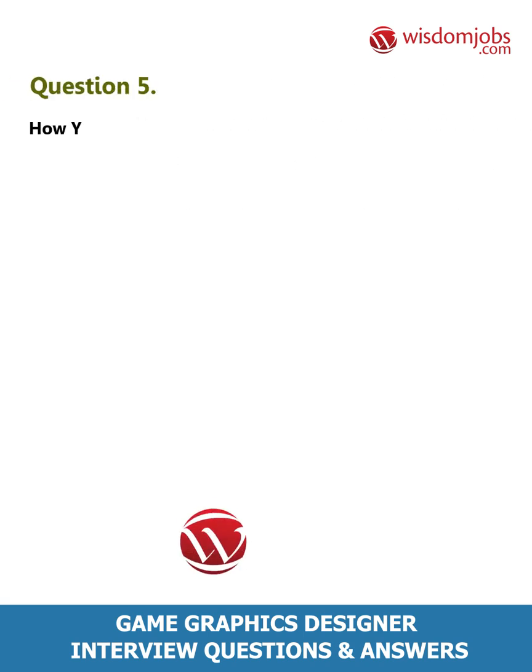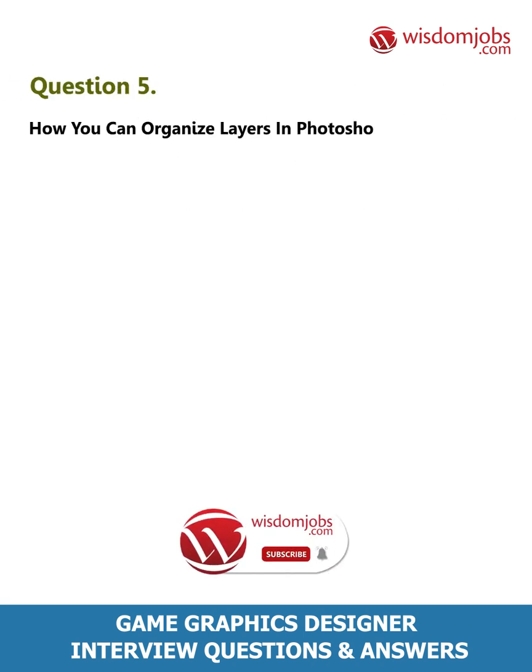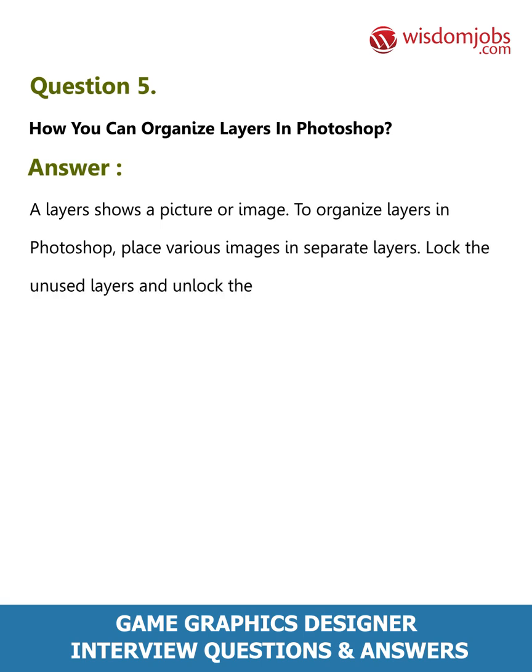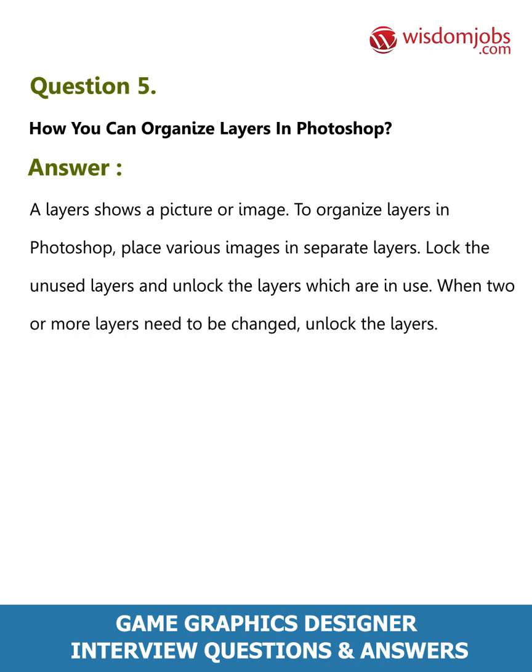Question 5. How you can organize layers in Photoshop? Answer. A layer shows a picture or image. To organize layers in Photoshop, place various images in separate layers. Lock the unused layers and unlock the layers which are in use. When 2 or more layers need to be changed, unlock the layers.